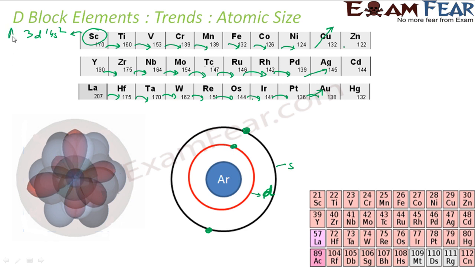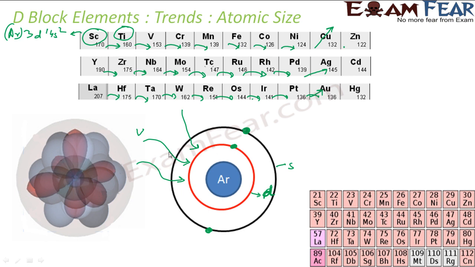This is my scandium. The next electron that is added to make it titanium will be added in the d orbital, not in the s orbital. Again, to make it vanadium, the next electron will again be added to the d orbital. Again, to make it chromium, the next electron will again be added to the d orbital. So if you see here, what is happening is, the atomic size will be determined by the s orbital, correct, because that is the outermost orbital.